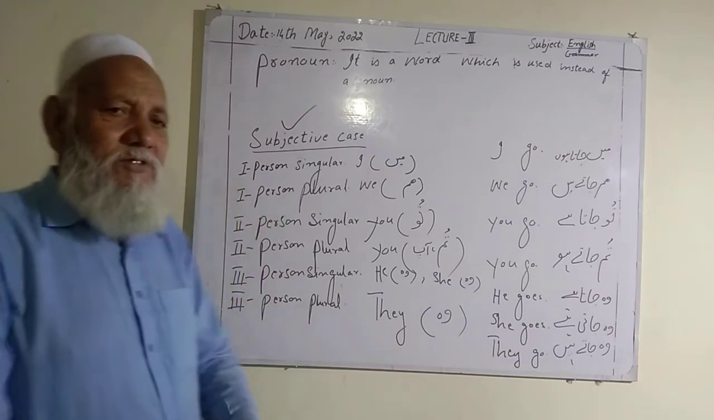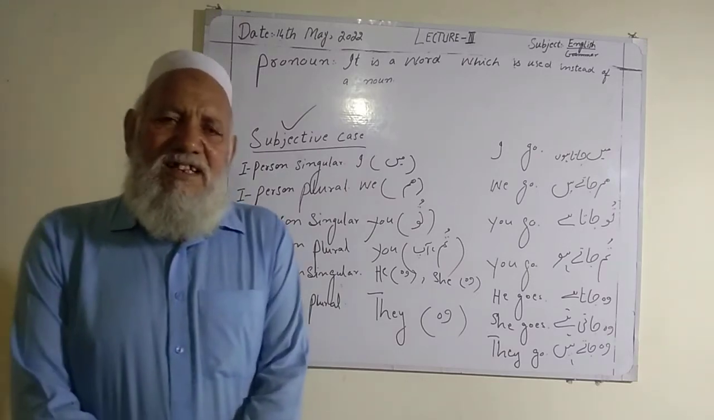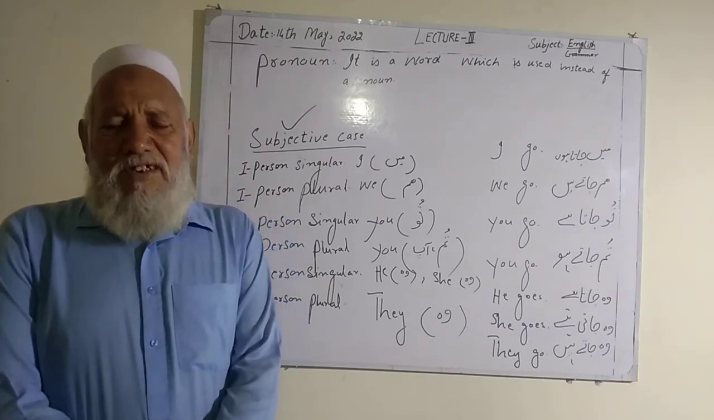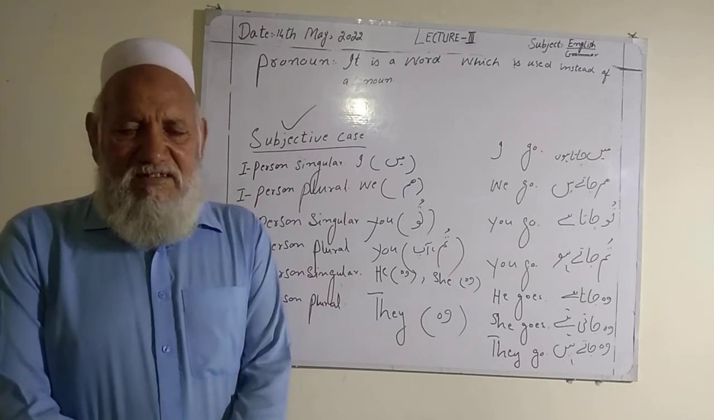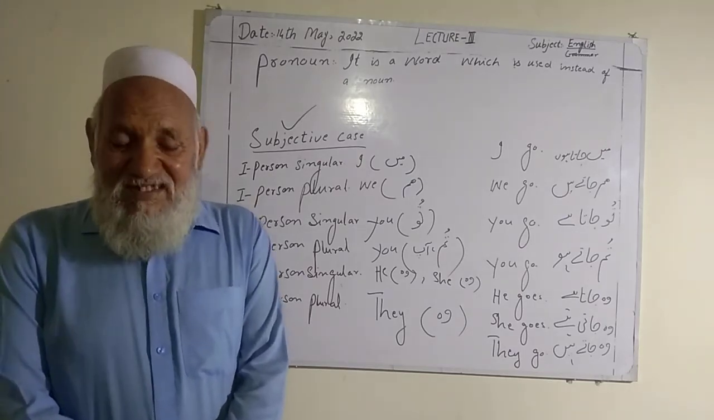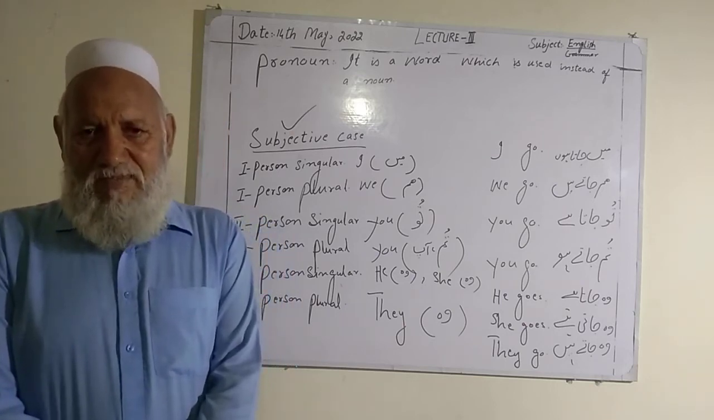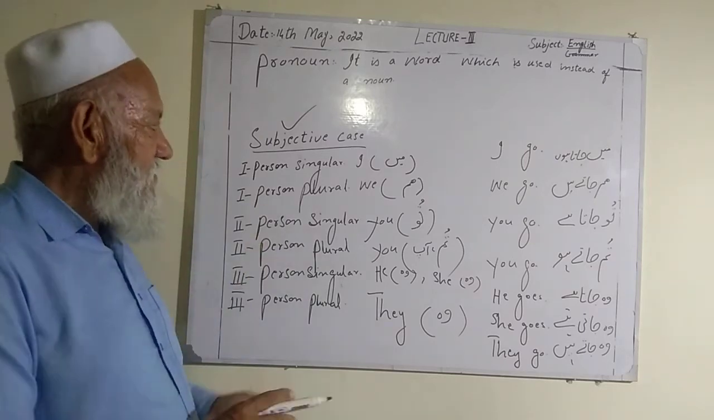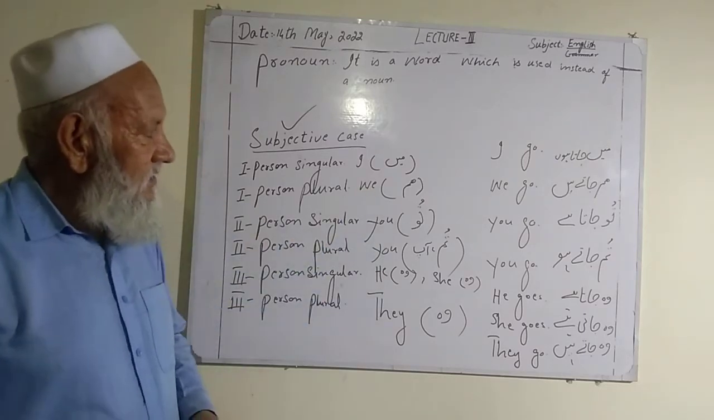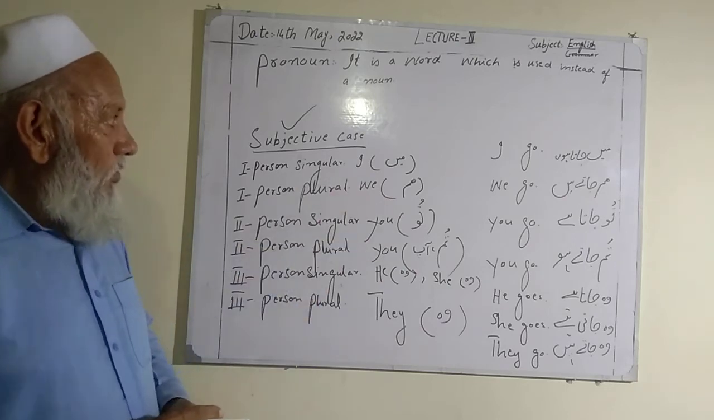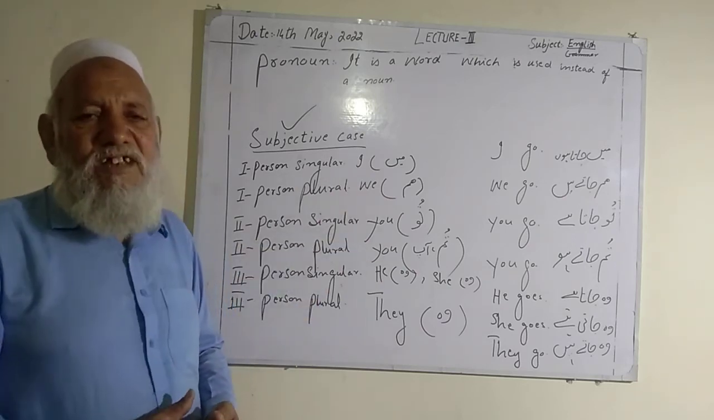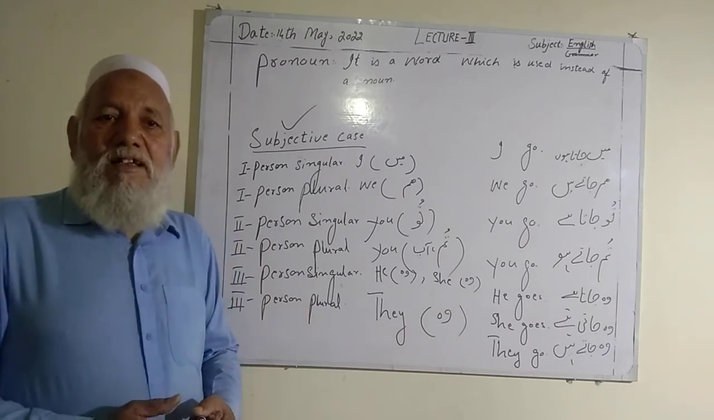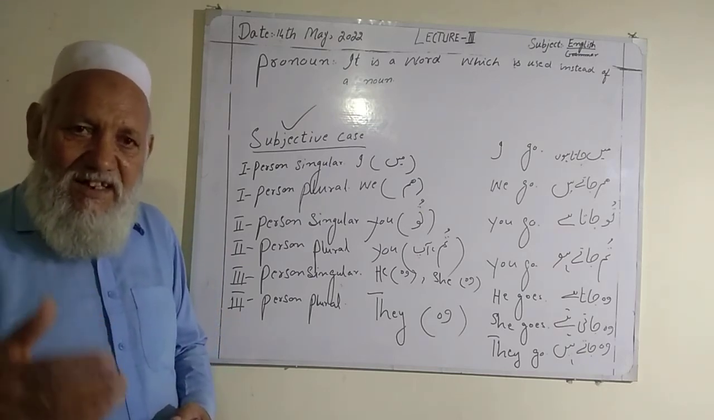In subjective case, we have studied that there are six sectors. In first, first person singular. In second, first person plural. In third, second person singular and second person plural. Then third person singular and third person plural. Already we have discussed these things, and also I wrote a table on go. So now you are clear what is pronoun, where they are used, and what role they play in the development of a country, in speaking, in writing.